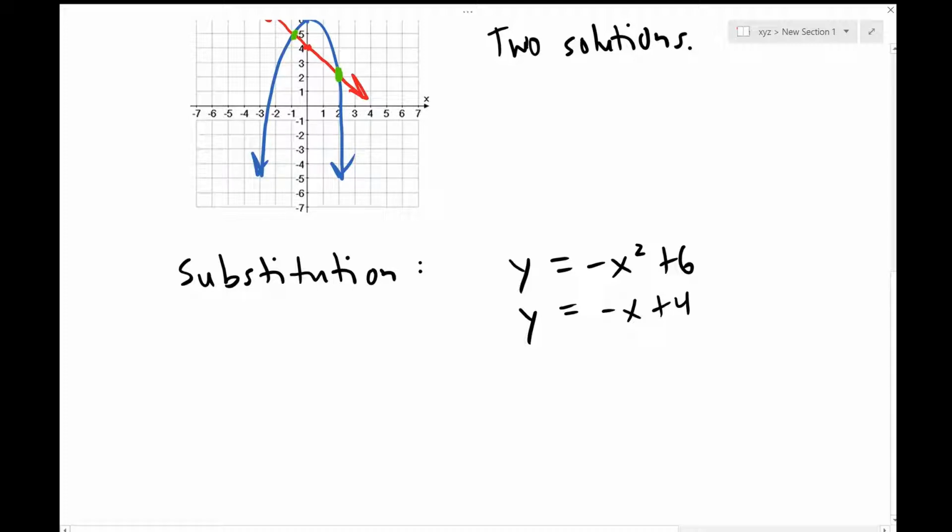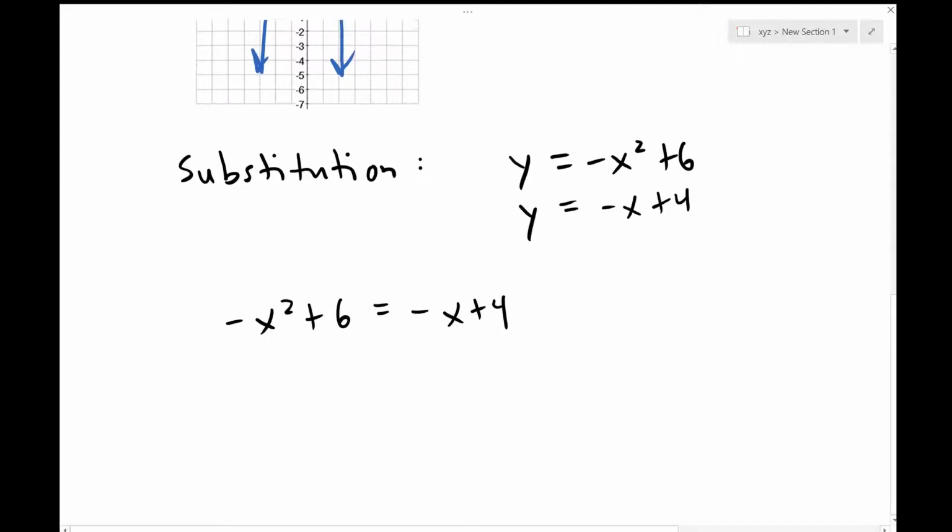If I take the negative x squared plus 6, I know that that's equal to y. If I plug that into y in the second equation, then it becomes negative x squared plus 6 is equal to negative x plus 4. And so what we end up with here is just a polynomial equation in terms of x.